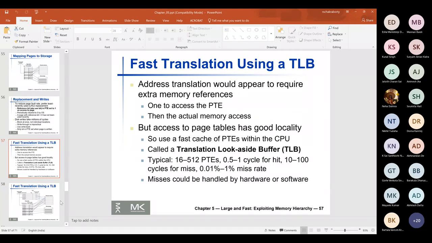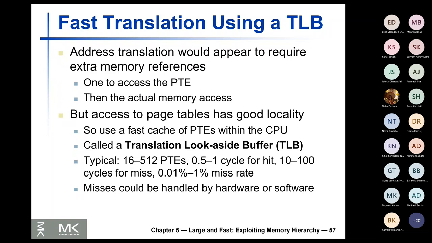Okay. Now this TLB business. The address translation is quite slow, it seems, because every page table entry access requires one memory access. So one memory access implies 2 memory accesses, which is quite disastrous. So you use a fast cache of page table entries within the CPU called a translation lookaside buffer.